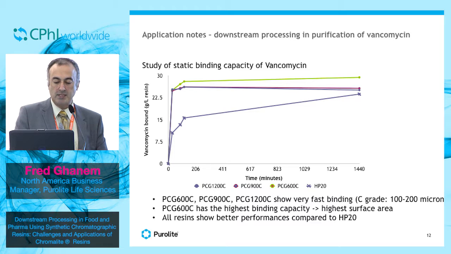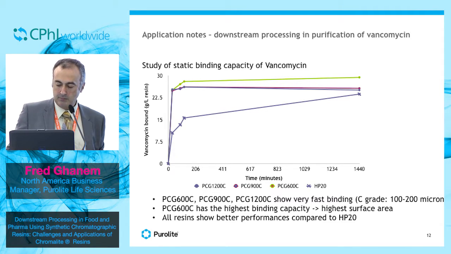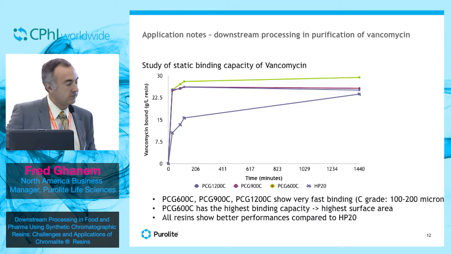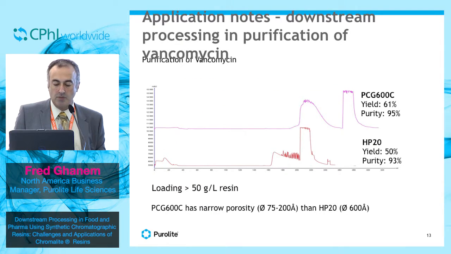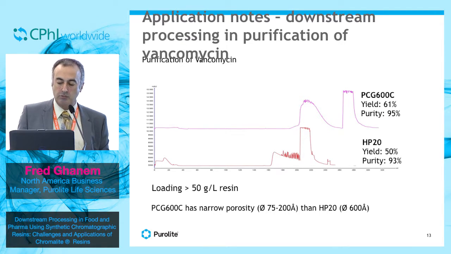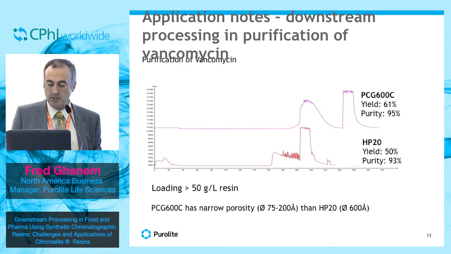So we did a few tests for them, and we found out that rather than having an HP20, which is a large bead, because they were using too large of a bead, we got them to use a smaller size, 75 to 150 micron, which is our C, the PCG 600C, PCG 900C, giving them a very quick available surface area for them to load and elute. And you can see what they were able to achieve, loading above 50 grams per liter on resins versus the HP20, higher yield and higher purity as well. So they ended up switching at that point.